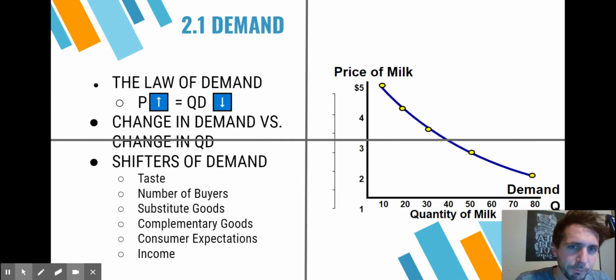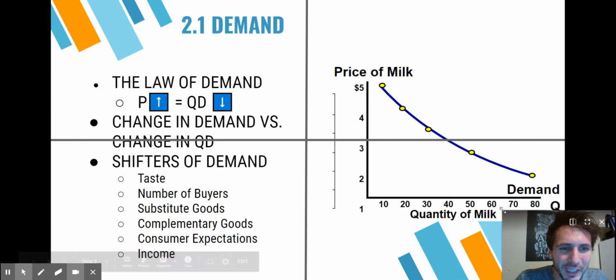Inverse relationship there. Consumer expectations. If I believe that milk is going to be more expensive in the future, I'm going to buy more now. And so demand is going to shift right for milk as a result. And then finally, change in income. If I have more money, as long as this is a normal good, which it is, the demand is going to shift to the right. If milk was seen as an inferior good, meaning the less money you have, the more likely you're going to buy it, then when I have more money, I'm going to buy less milk. Okay, so those are all of your shifters of demand. Hopefully that rattled loose a couple of those concepts in your mind.